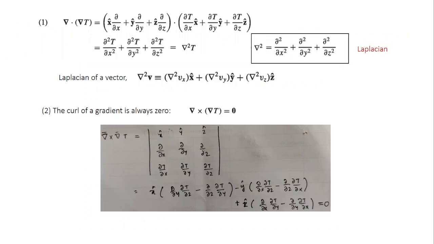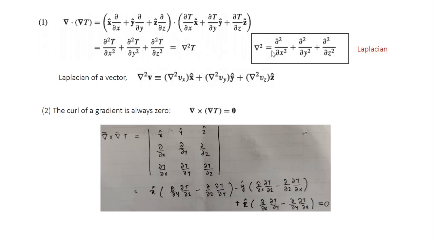First, divergence of gradient. So del dot grad T you can expand in the component form: dou by dou x x cap plus dou by dou y y cap plus dou by dou z z cap, dot grad T, dou T by dou x x cap plus dou T by dou y y cap plus dou T by dou z z cap. Take the dot product. So take the product of similar terms. You get dou square T by dou x square plus dou square T by dou y square plus dou square T by dou z square, which you can call as del square T.